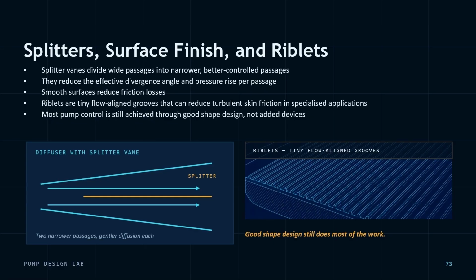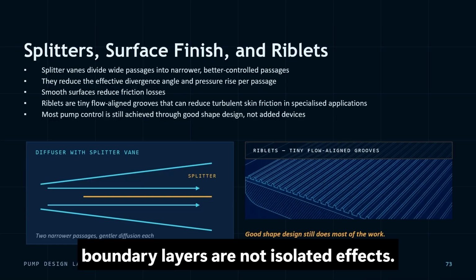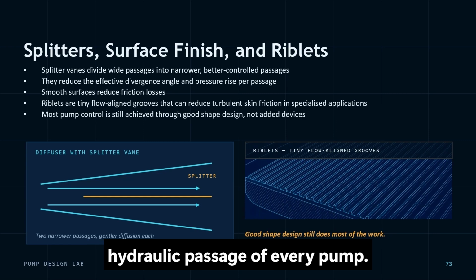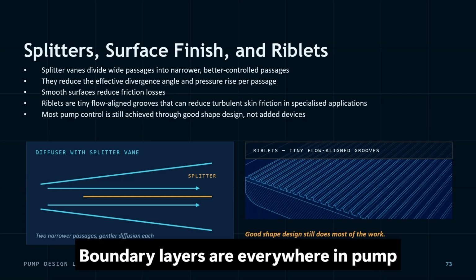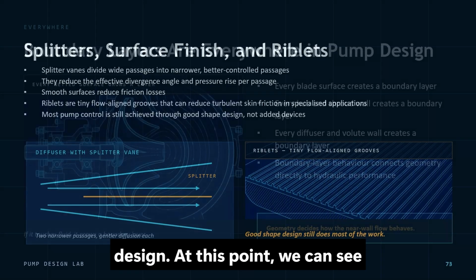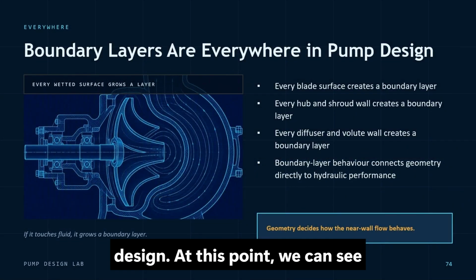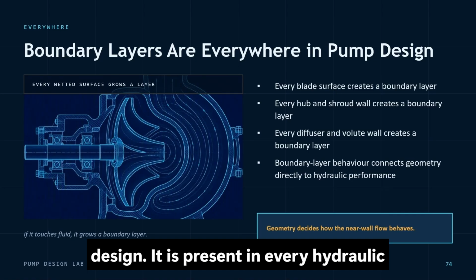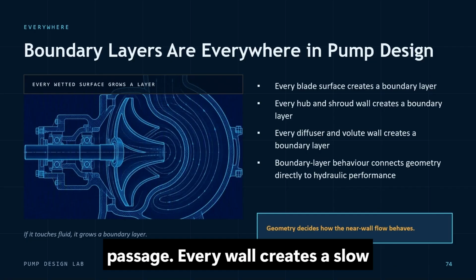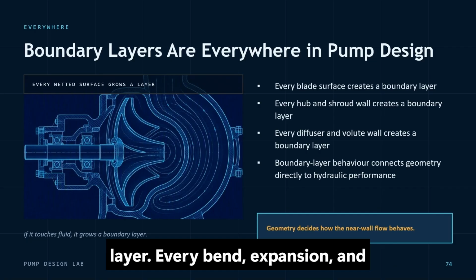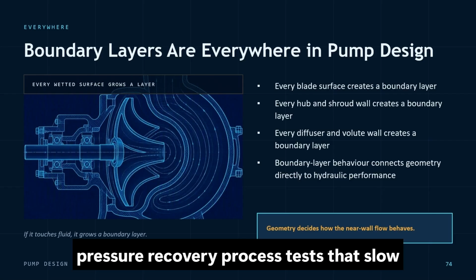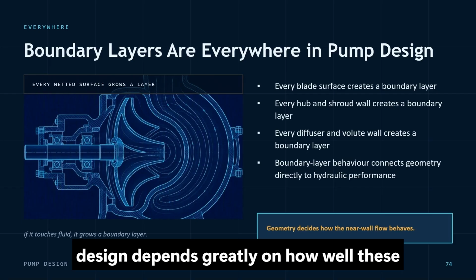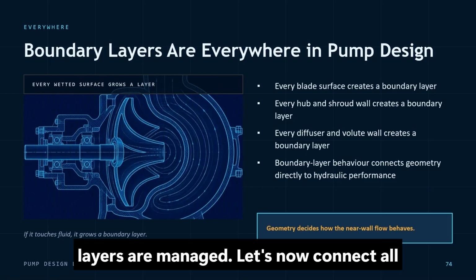At this stage, the important realization is that boundary layers are not isolated effects. They are present across the complete hydraulic passage of every pump. Boundary layers are everywhere in pump design. At this point, we can see that boundary layer science is not a separate topic sitting outside pump design. It is present in every hydraulic passage. Every wall creates a slow layer. Every bend, expansion, and pressure recovery process tests that slow layer. The quality of pump hydraulic design depends greatly on how well these layers are managed.